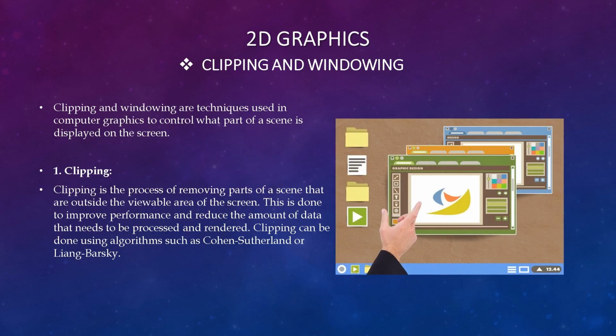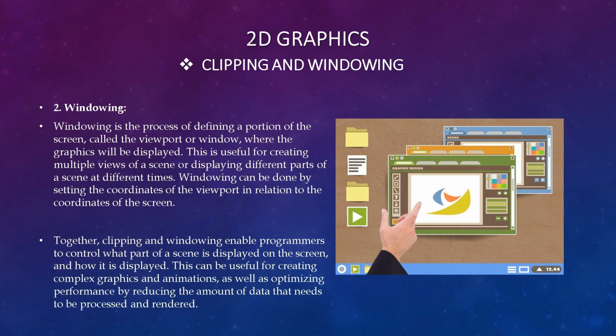Clipping and windowing are techniques used in computer graphics to control what part of a scene is displayed on the screen. 1. Clipping. Clipping is the process of removing parts of a scene that are outside the viewable area of the screen. This is done to improve performance and reduce the amount of data that needs to be processed and rendered. Clipping can be done using algorithms such as Cohen-Sutherland or Liang-Barsky.